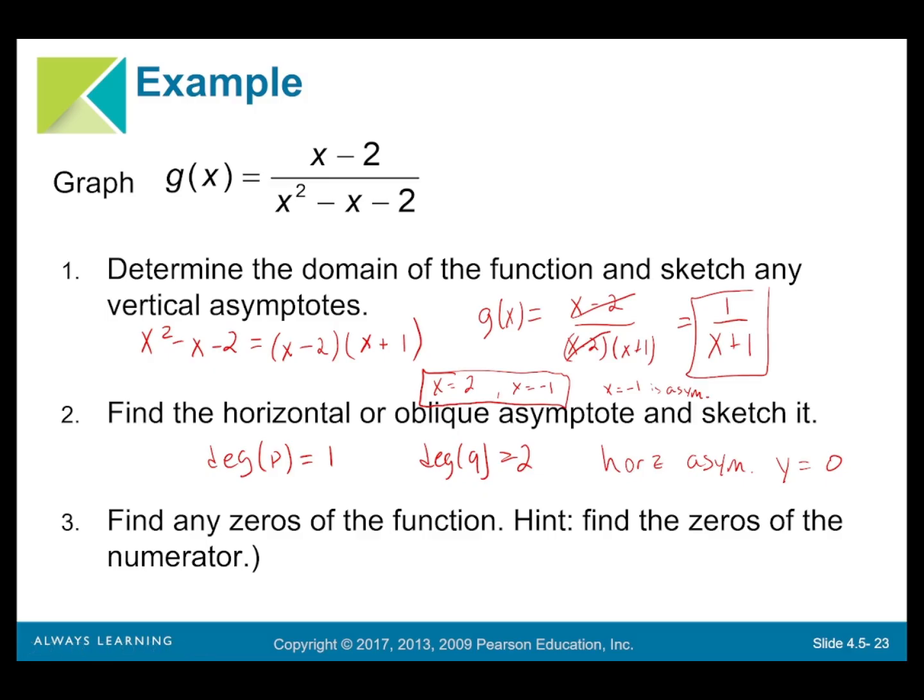Now we want to find any zeros of the function, which of course are zeros in the numerator. In this case, it's x minus 2, which implies that x would need to equal 2, but that's not in our domain. So that is not a 0 of our function, because again, we can't actually plug that into this function. We would have a 0 denominator. So no other zeros to worry about here.